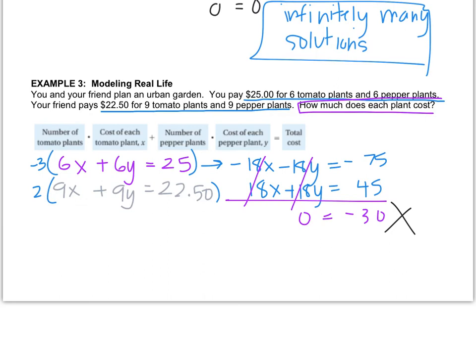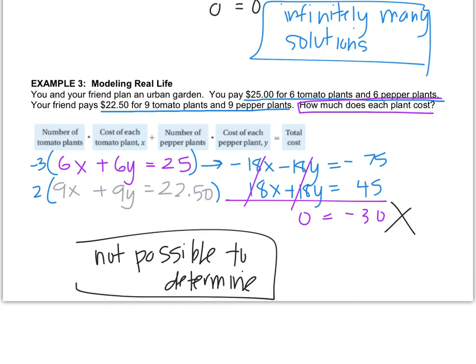So either it's not enough information or the store is totally messed up and they're charging you a different price than your friend. Either way, there's not a possible way based on what we know to figure it out. So we say not possible to determine. In equation land, we would say no solution, but since this is a real world problem, we're going to make it more of a real world answer by saying we can't figure it out.